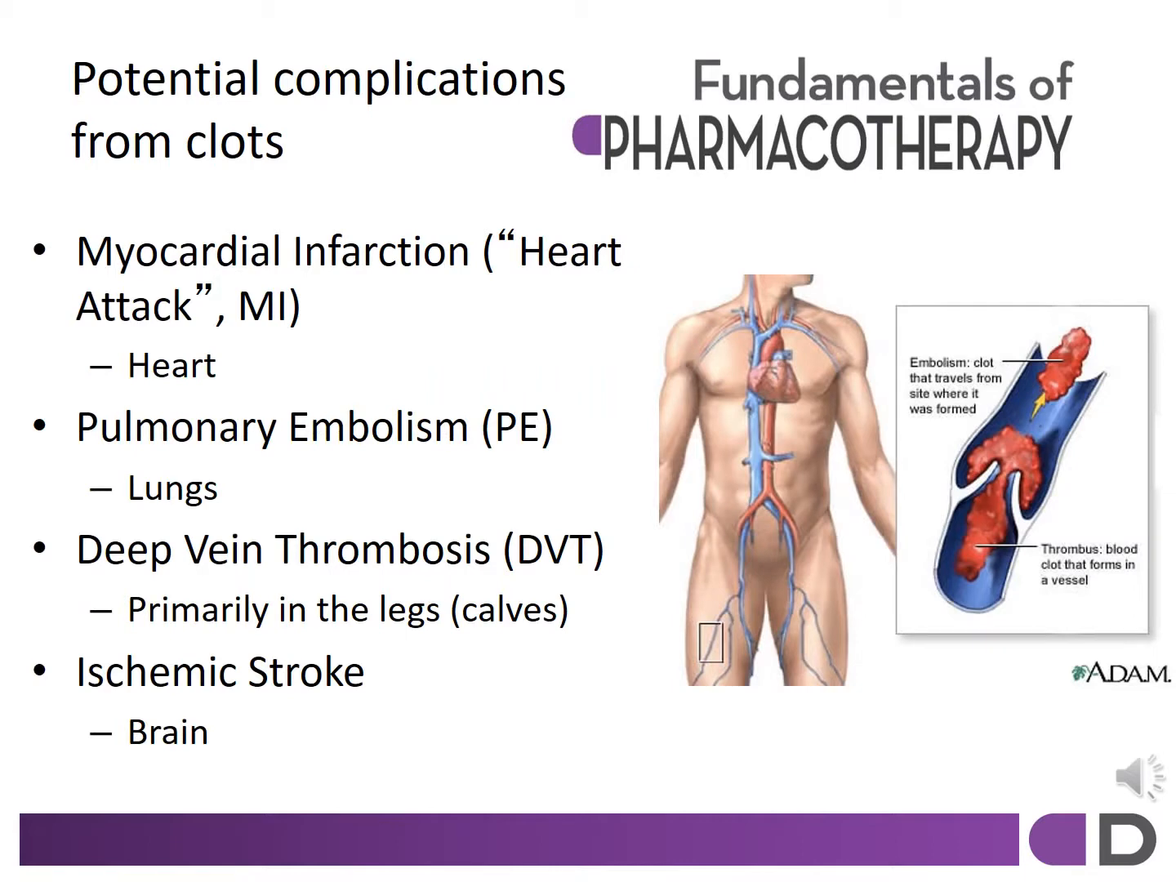Blood clots may cause a variety of complications. These include a myocardial infarction, or MI, commonly referred to as a heart attack, a pulmonary embolism, or PE, a deep vein thrombosis, which is a DVT occurring in the peripheral blood vessels, and finally ischemic stroke. As you can see, clots primarily affect the heart, lungs, legs, or brain.